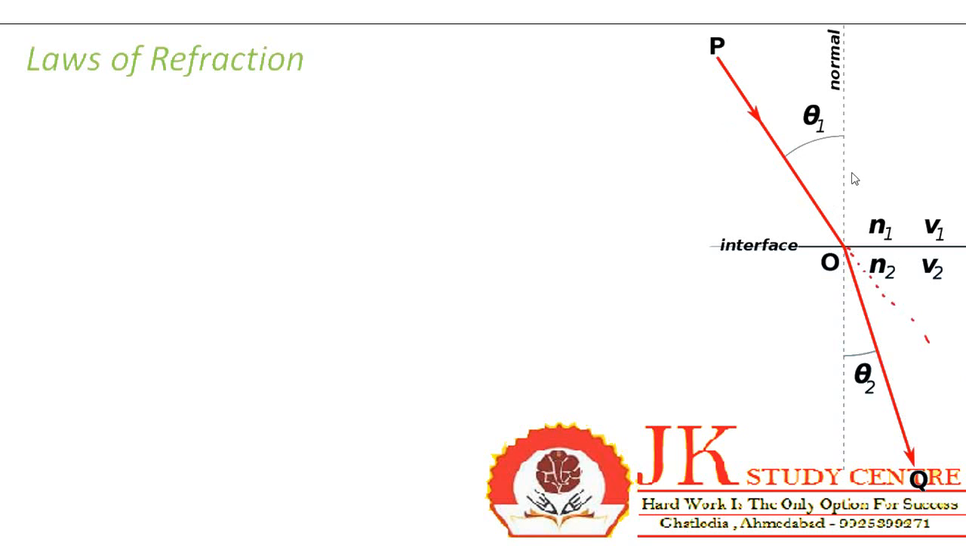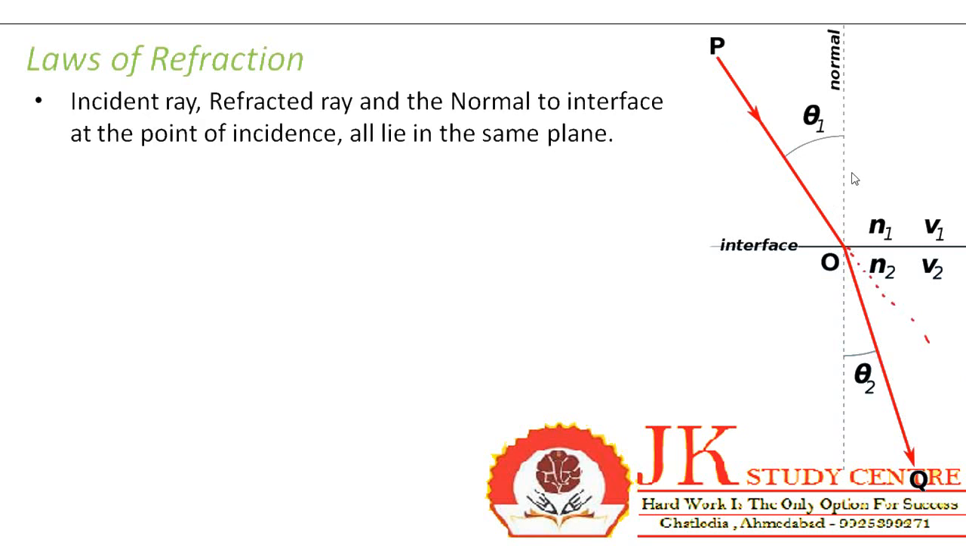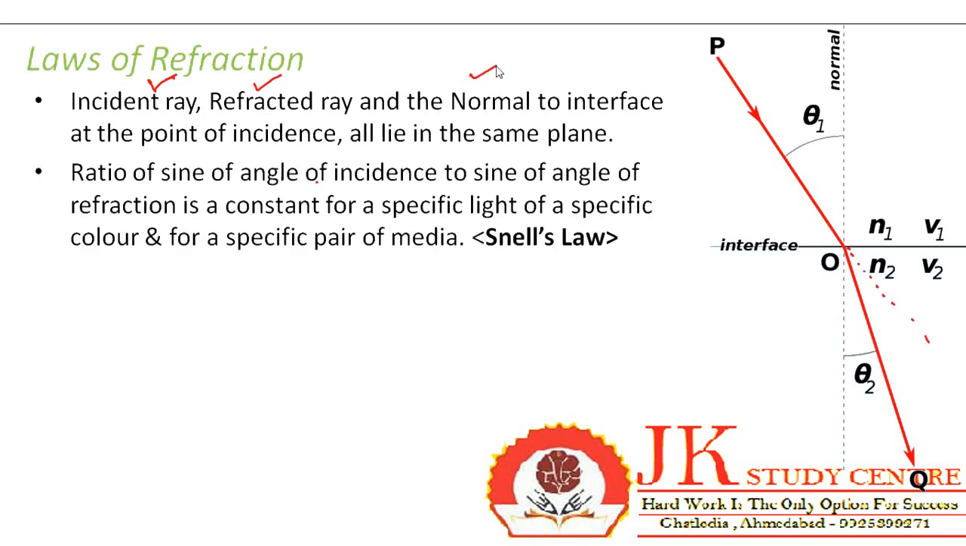So the first law says that the incident ray, refracted ray and normal to the interface at the point of incidence all lie on the same plane. So it is similar to the law of reflection, which says that the incident ray, reflected ray and normal should lie on the same plane. So this also says the same thing. The second law says that the ratio of sine of angle of incidence to sine of angle of refraction is a constant for a specific light of a specific color and for a specific pair of media.